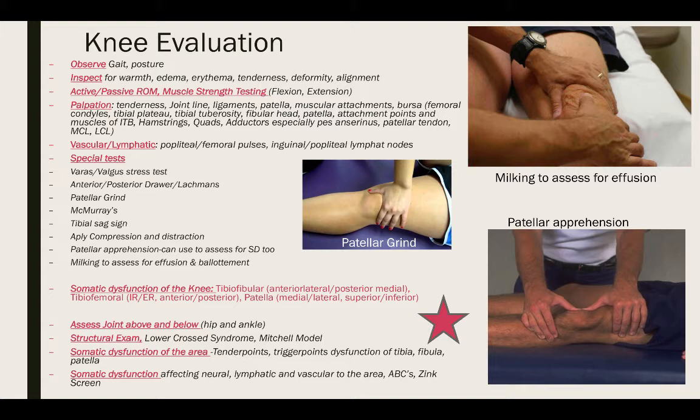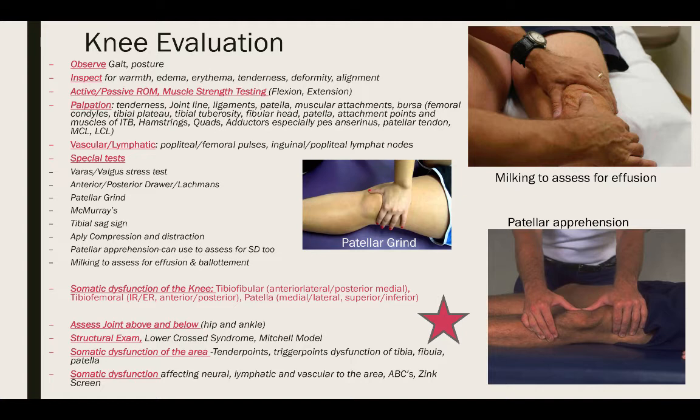And then my special tests, which we'll go through really quickly because I'm pretty sure that you've had most of those already. And then somatic dysfunction of the knee. So gross range of motion, flexion and extension. Your glides and slides. So there is a tibiofibular motion, which is going to be anterior lateral and posterior medial. There is a tibiofemoral motion, so the tibia on the femur. So that has internal and external rotation and an anterior-posterior glide. And then patellar motion. You can take that patella and move it medial and lateral, superior and inferior. So those are the glides and slides of the knee.